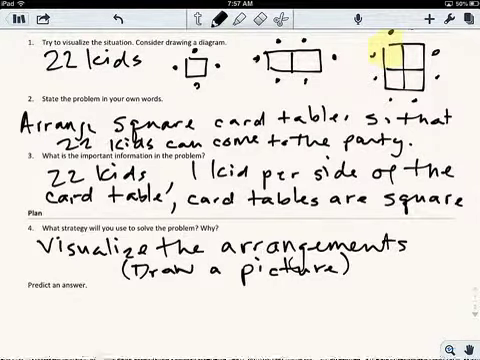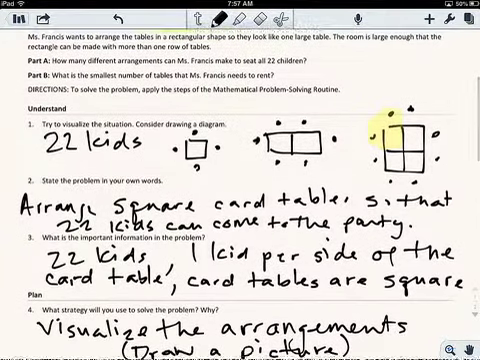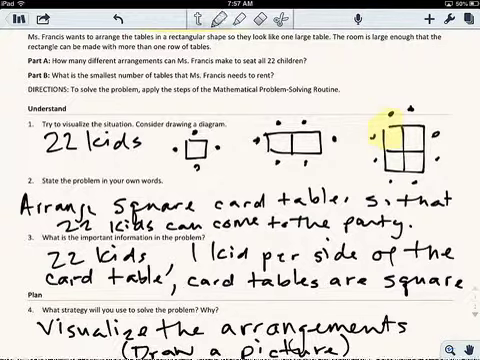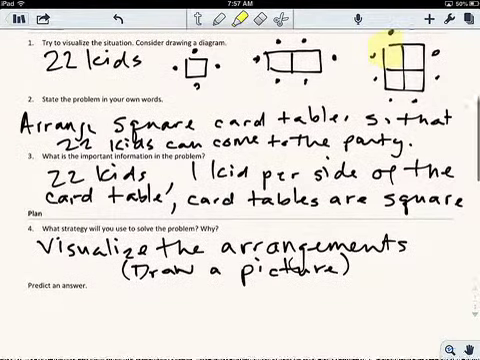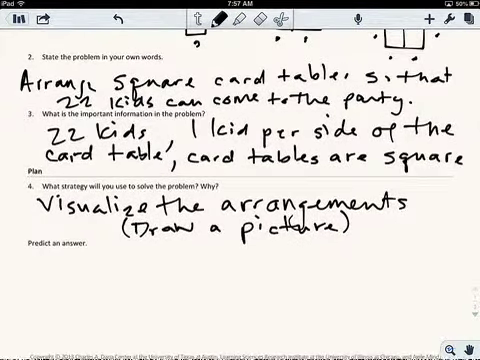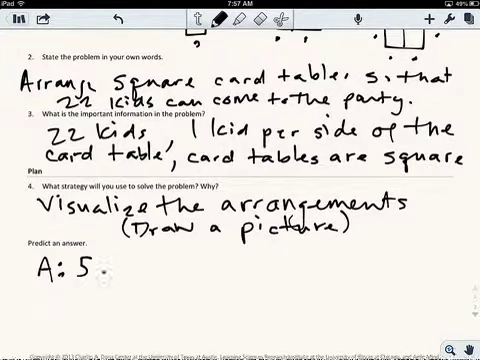Predict an answer. So we have two different questions. Question A: how many different arrangements can Miss Francis make to seat all the children? I think I'm just making a prediction. You could make squares and you could make rectangles. I bet there's at least 5 ways to seat 22.